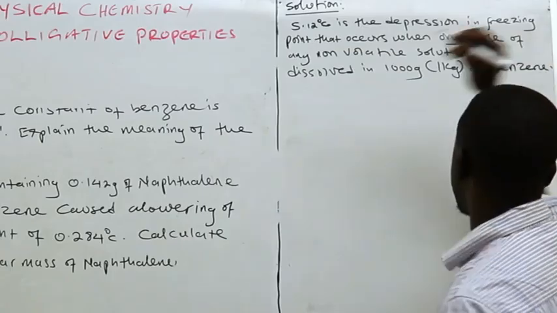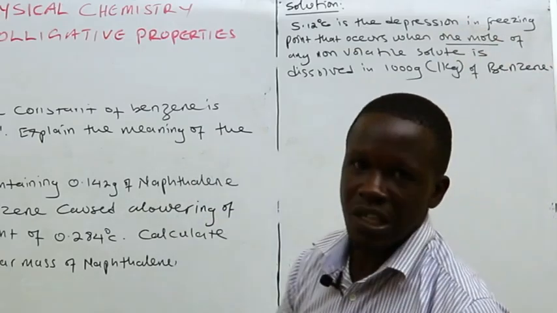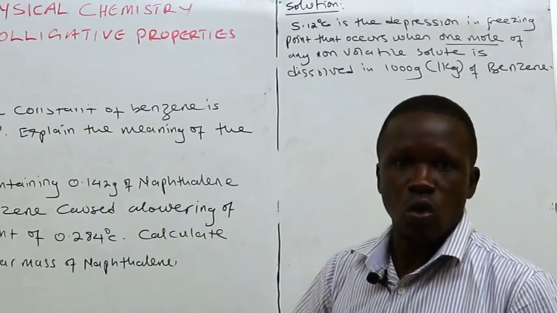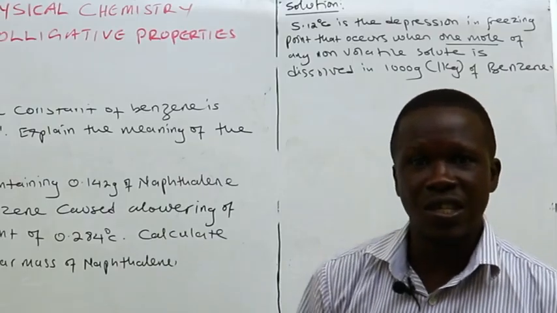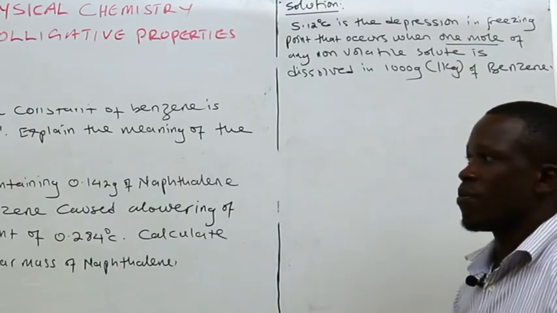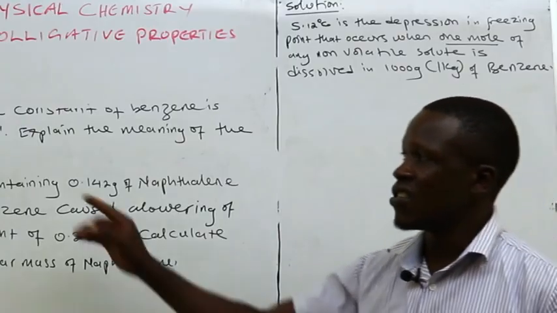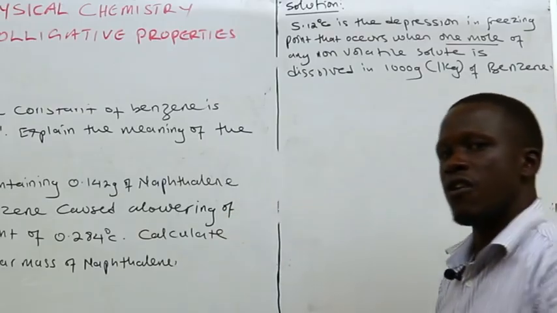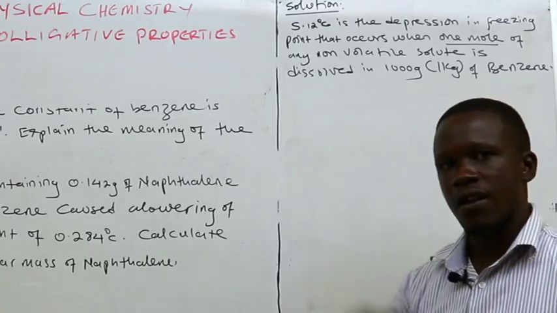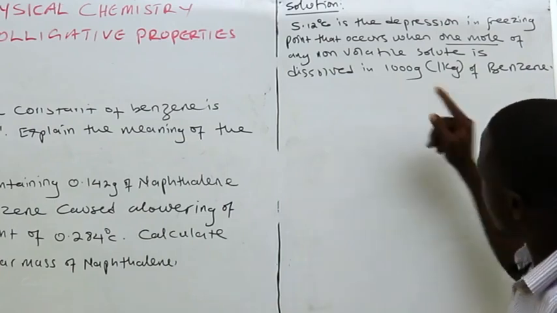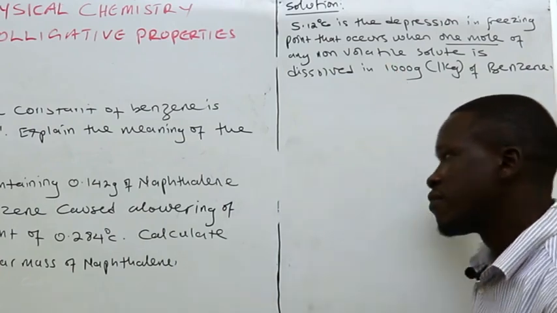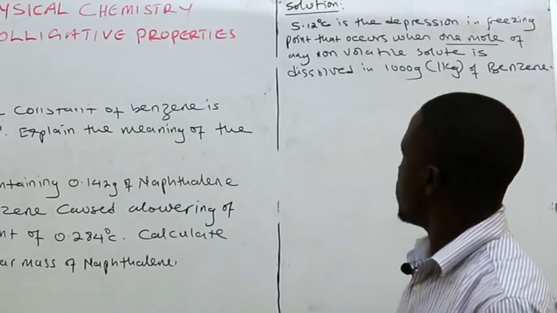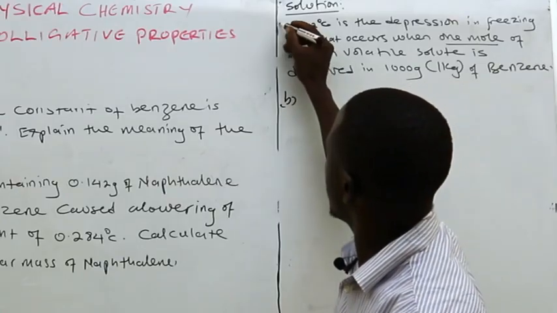Benzene is our solvent. This question is trying to test whether you can apply the definition of cryoscopic constant. Can you really know what it means? Can you apply it? So here I'm trying to apply it. The cryoscopic constant of benzene is that one. It means that is the depression in freezing point that occurs when I get any form of a non-volatile solute and I dissolve it in 1,000 grams or 1 kilogram of benzene. I hope that is clear. Let's go to part B, the solution of part B.